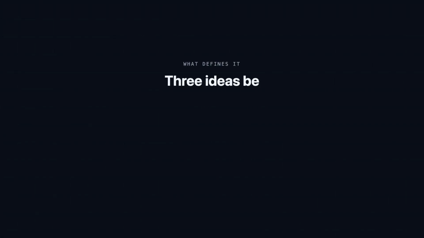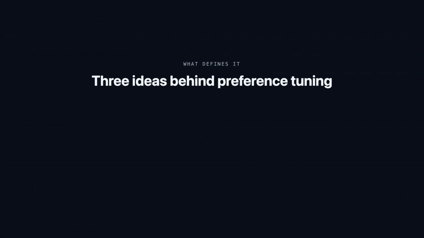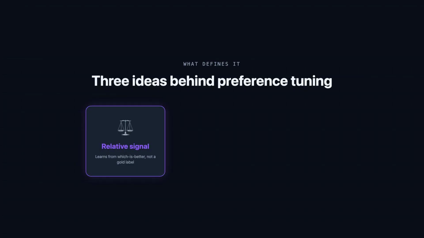Strip it back and three ideas define preference tuning. It aligns using relative comparisons. Rather than a single right answer, it learns from which of two outputs people prefer. A signal that's easier to collect and captures the qualities no gold label can express.